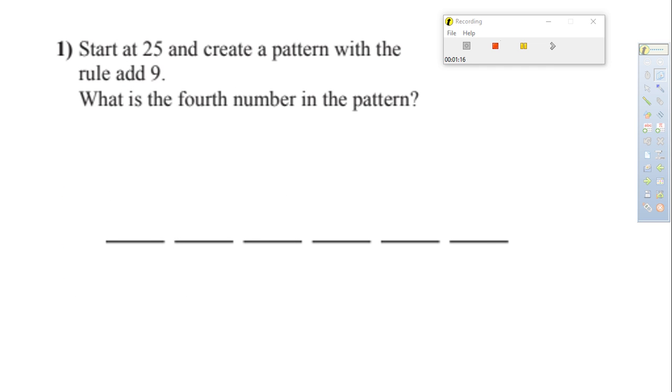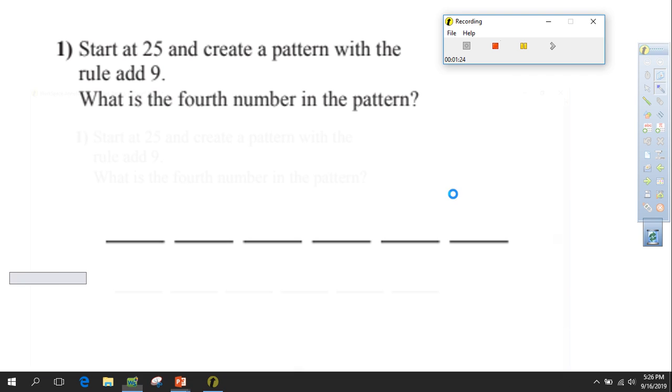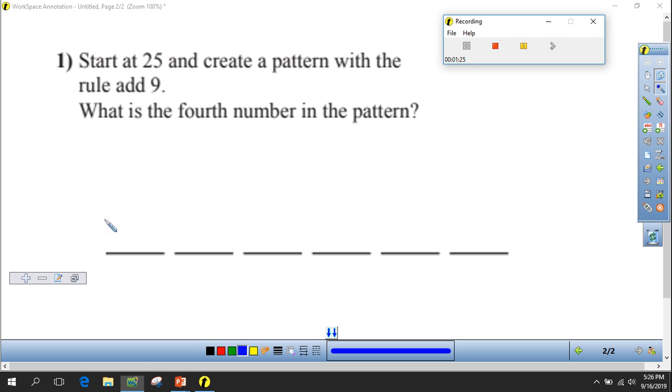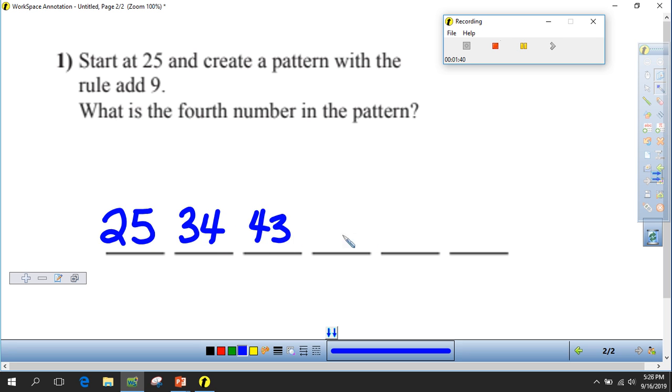So we started off looking at patterns that said start at 25, and your lesson today actually said first term is 25. So my first term is 25, and then we want to create a pattern for the rule add 9. Well, 25 plus 9 is 34. 34 plus 9 is 43. 43 plus 9 is 52. 52 plus 9 is 61. And 61 plus 9 is 70.